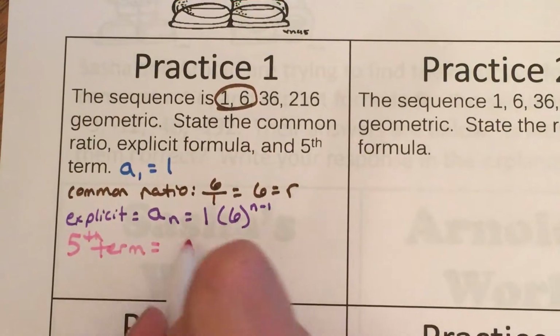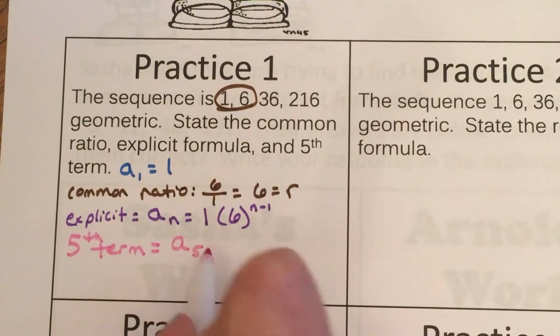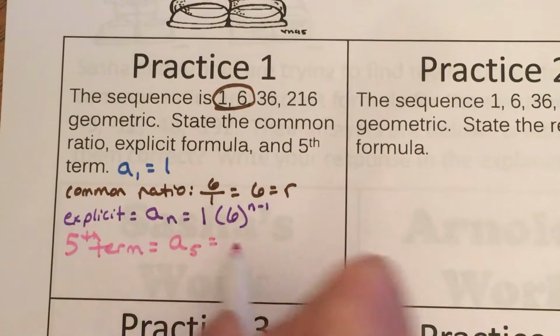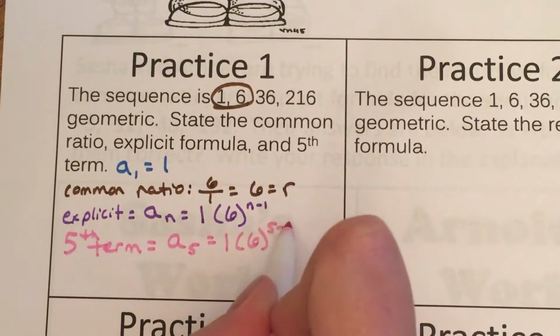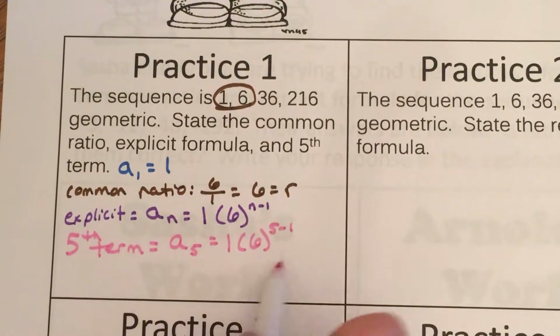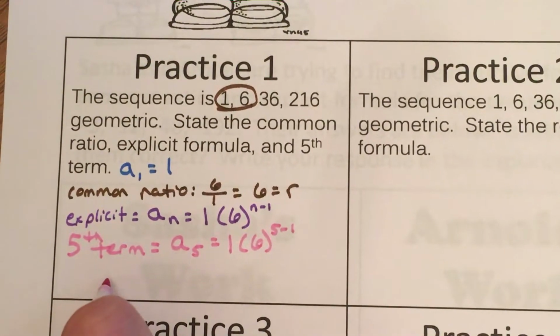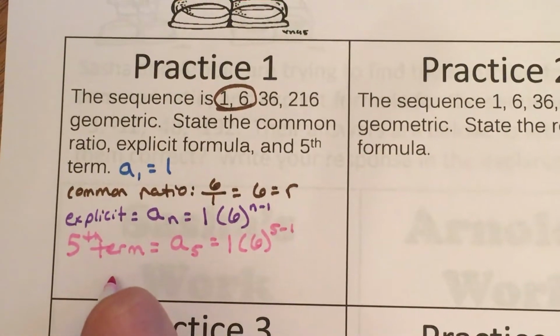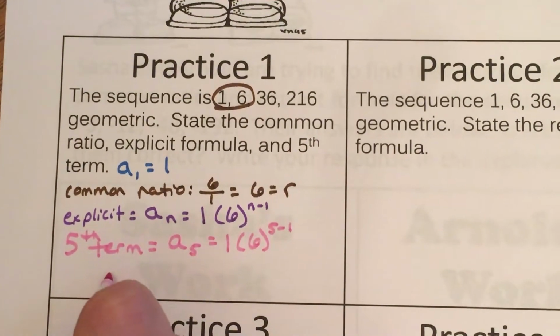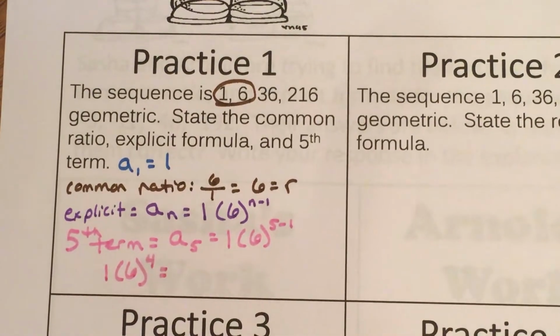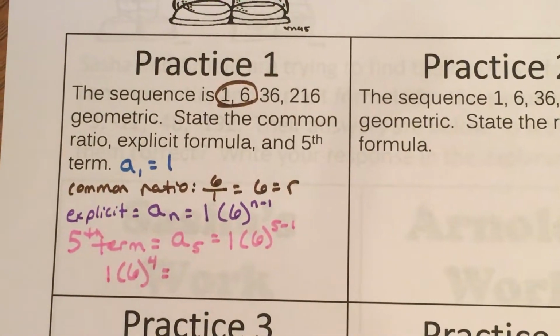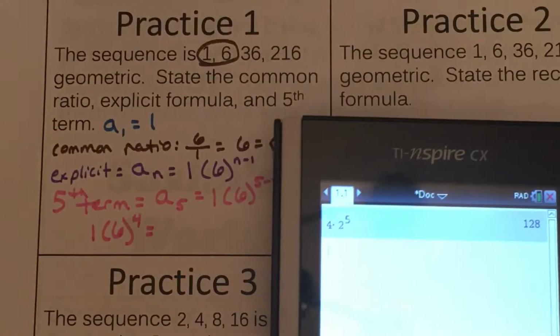Let's go get it. So a sub 5, the fifth step, is equal to 1 times 6 to the 5 minus 1. So what is 5 minus 1? Yeah, it's 4. So that means this is 1 times 6 to the 4th power. Let's pull out your calculator so we can check.